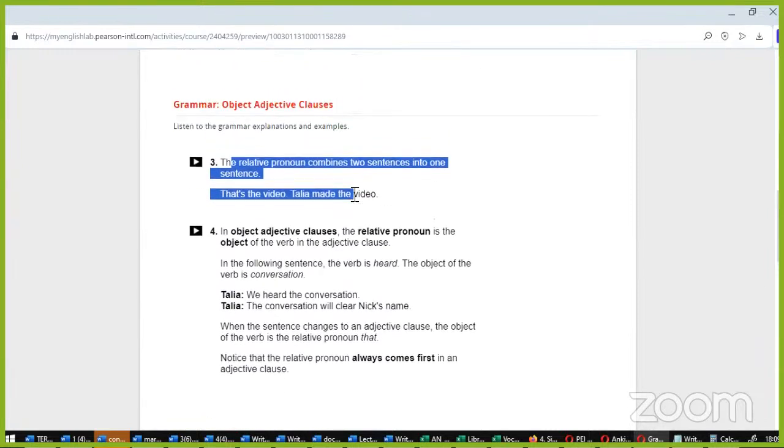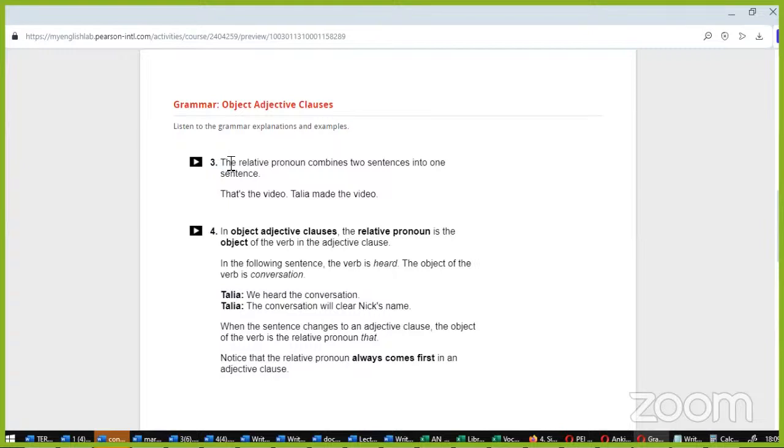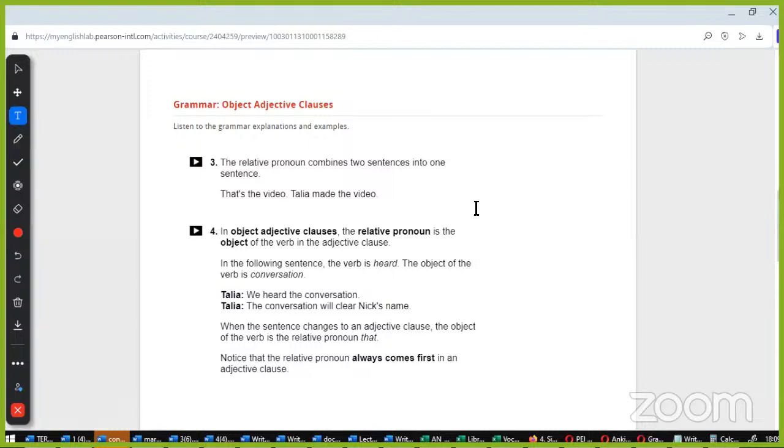Okay, great. So the relative pronoun combines two sentences into one sentence. That's the video. Talia made the video. So how would you combine these two? That's the video that Talia made. Great.